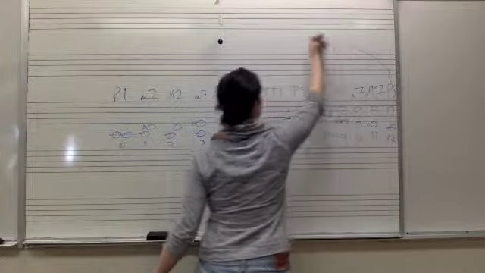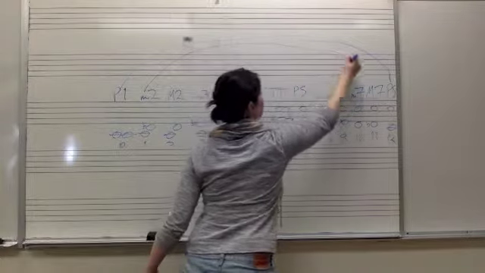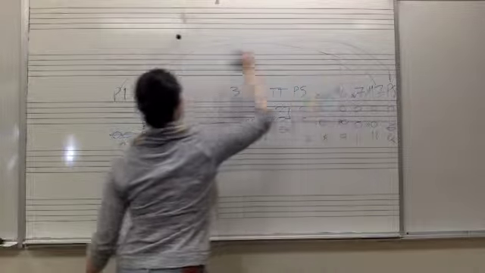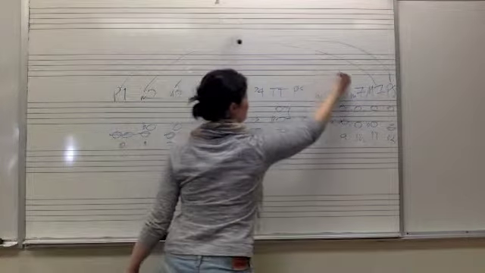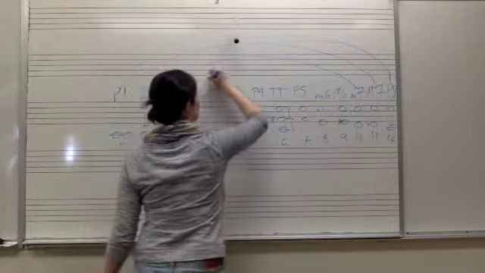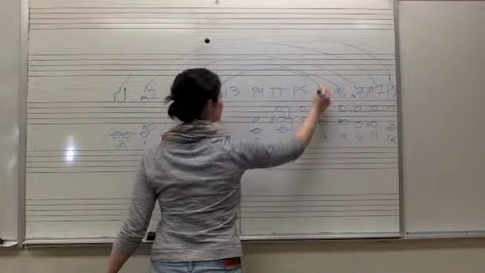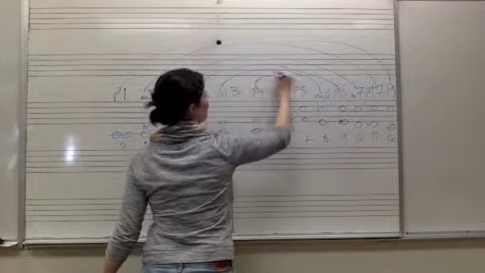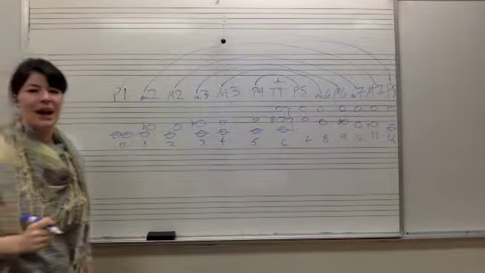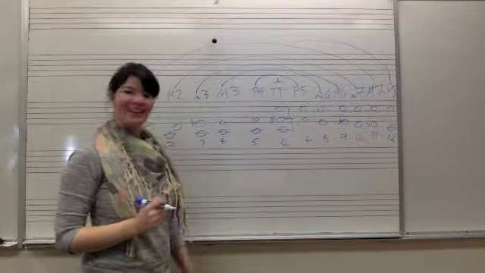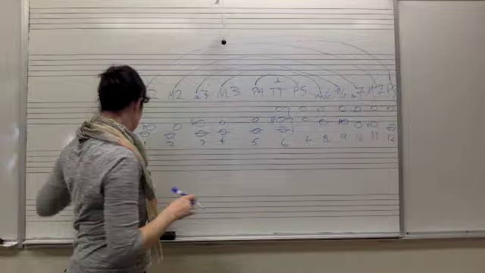So P8 to P1, and the major and minor are opposite of each other. So major 7th is the inversion of a minor 2nd. Major 2nd, inversion of a minor 7th. Minor 3rd, inversion of major 6th. Major 3rd, inversion of minor 6th. The perfect 4th and 5th are inversions, and then the tritone is a palindrome in and of itself. So, yeah, that is inversions.